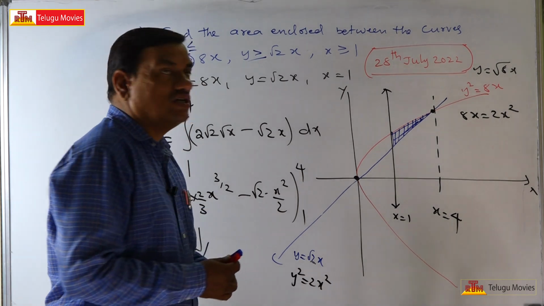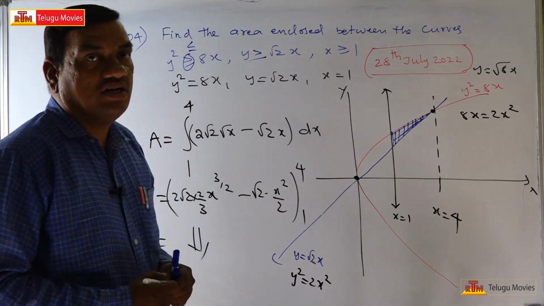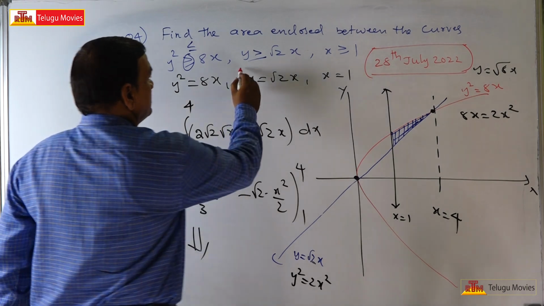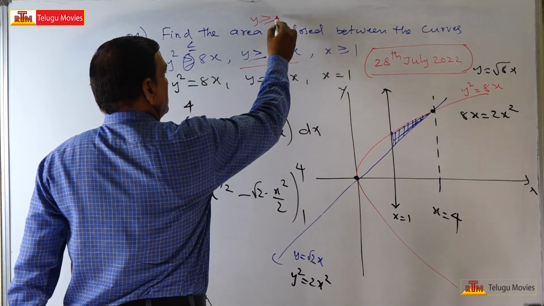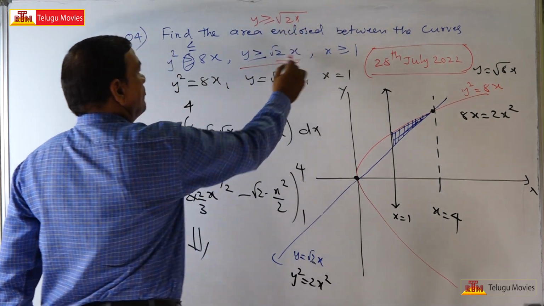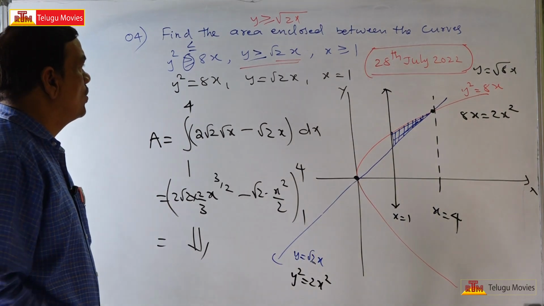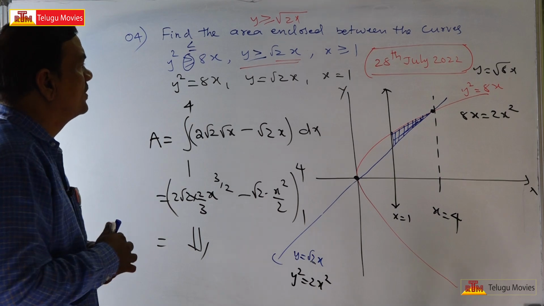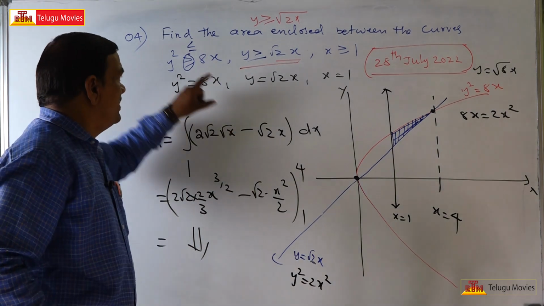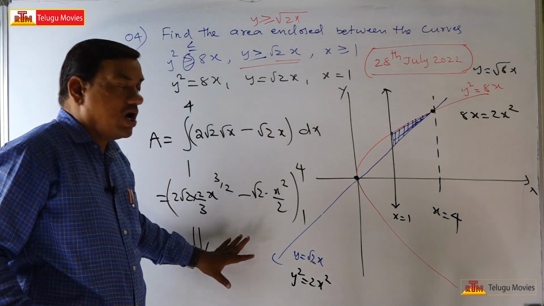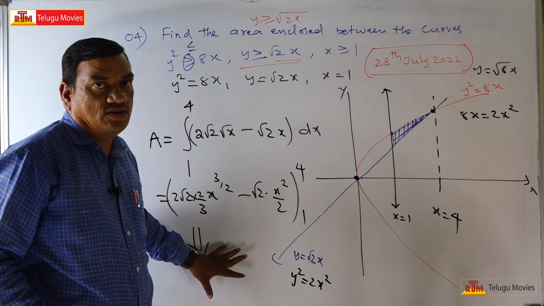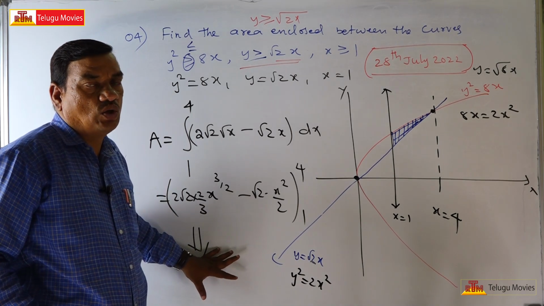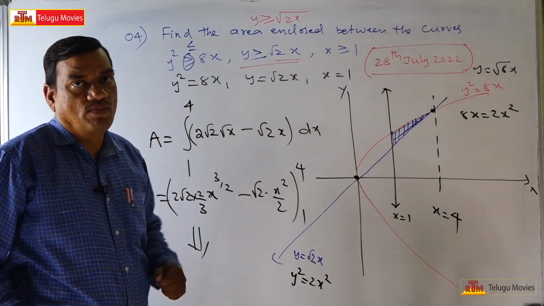So here some students are saying different things. Some are saying y greater than or equal to root of 2x also, some are saying like that. But different things they are saying. But if it is the problem, the answer procedure will be like this. Okay? So I hope that you understand the solution. Let us go for next problem.